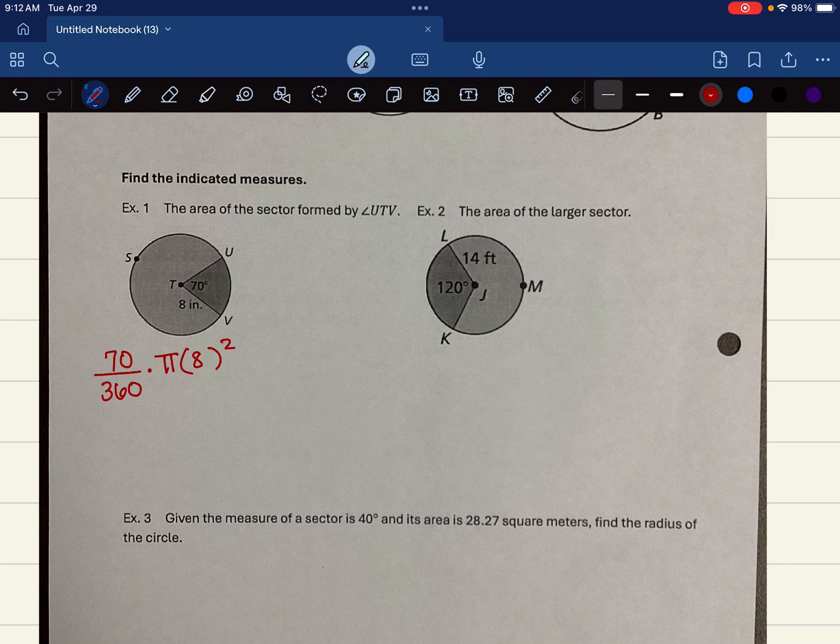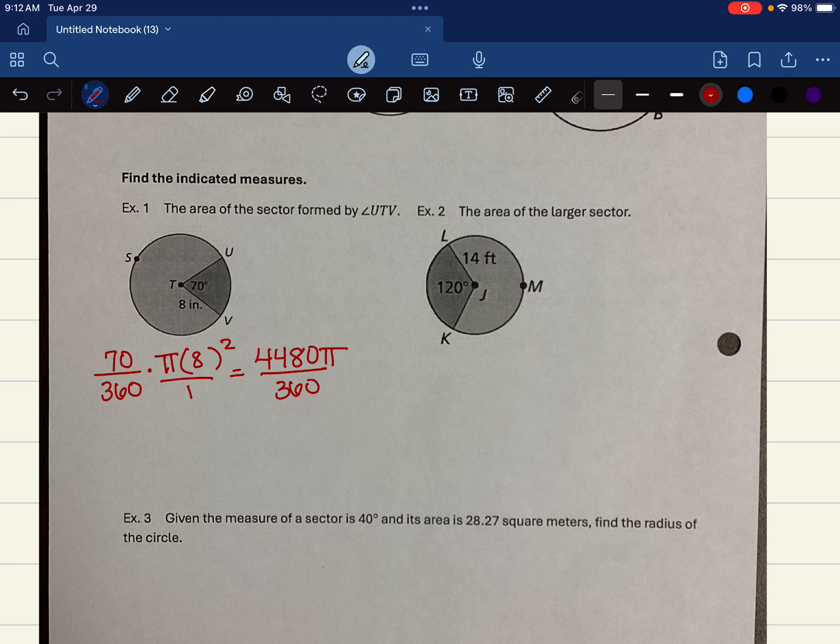Now, remember how yesterday I told you that you can put this over 1 if you want, but we may basically just multiply everything on the top. So in your calculator, type 8 squared, which we know is 64. What's 64 times 70? 4,480 pi over 360. Okay?